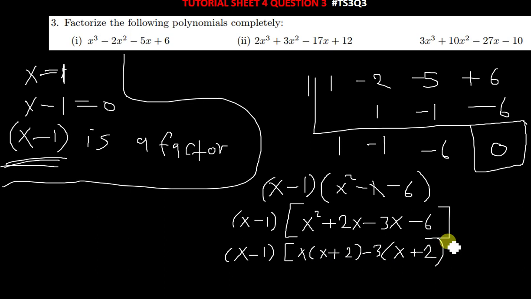So from there we write the square bracket again. We now write the final answer, which is completely factorized. So the final answer will just be like this. You write the factor there, which is x plus 2. You also write the other factor, which is x minus 3.